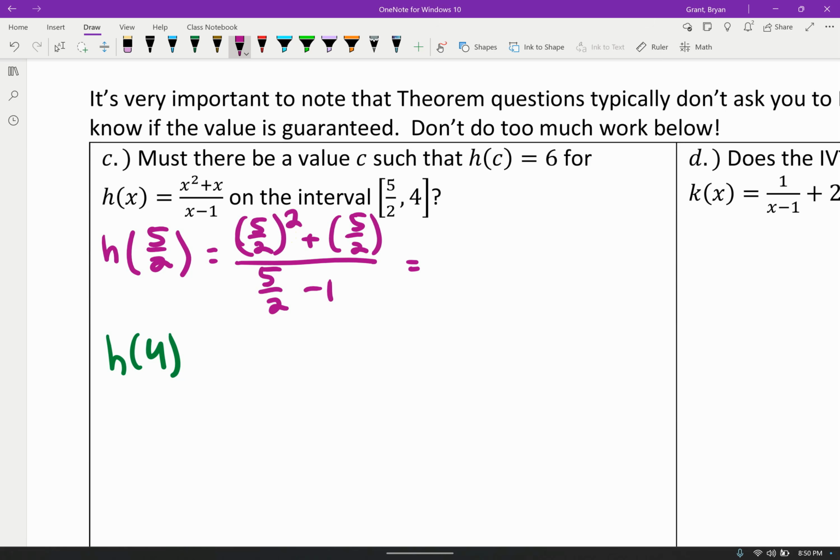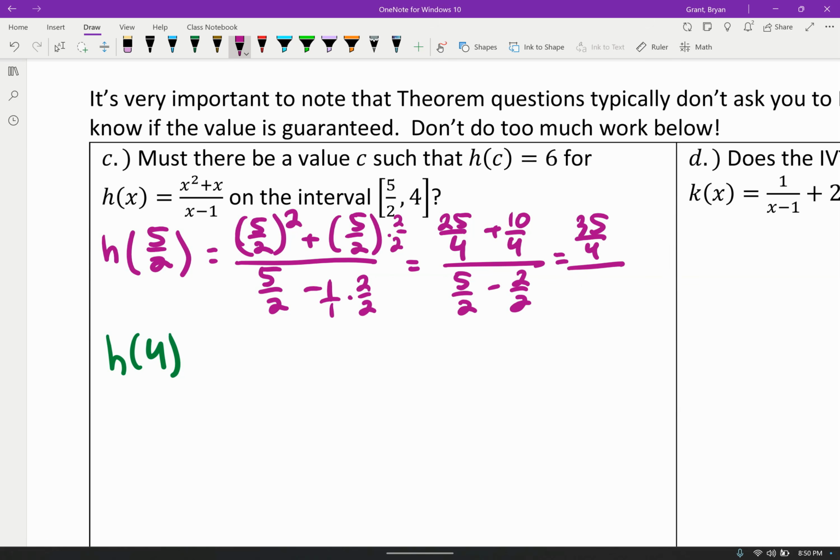5 halves squared is going to be 25 fourths. And then we have to add 5 halves to that, so let's make that over 4 as well by multiplying by 2 over 2. That's 10 fourths. And then for the denominator, we have 5 halves minus 1 over 1. Let's make this into a fraction. That's going to be 5 halves minus 2 over 2. So I'm looking at 35 quarters divided by 3 halves.